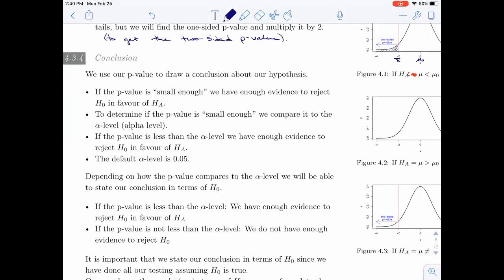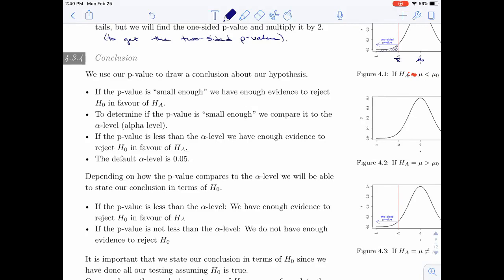So step 4 is our conclusion. Our conclusion is the meat and potatoes of everything that we're doing here. And like I said, it's going to have 3 steps in itself, but they'll just come naturally. We use our p-value to draw our conclusion. Remember, if we think of the p-value as the probability that the null hypothesis is true, if the p-value is small enough, we have enough evidence to reject H naught in favor of HA. That's the whole goal of this operation: can you reject H naught in favor of HA, or do you not have enough evidence to reject H naught in favor of HA?